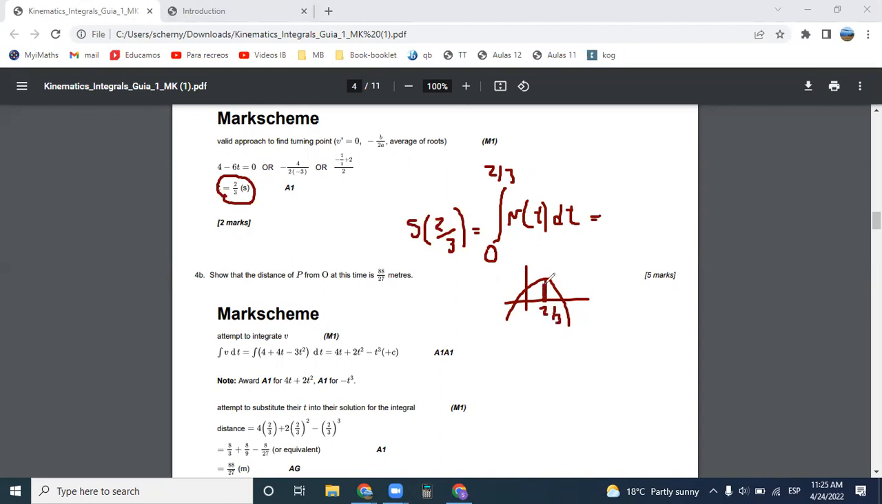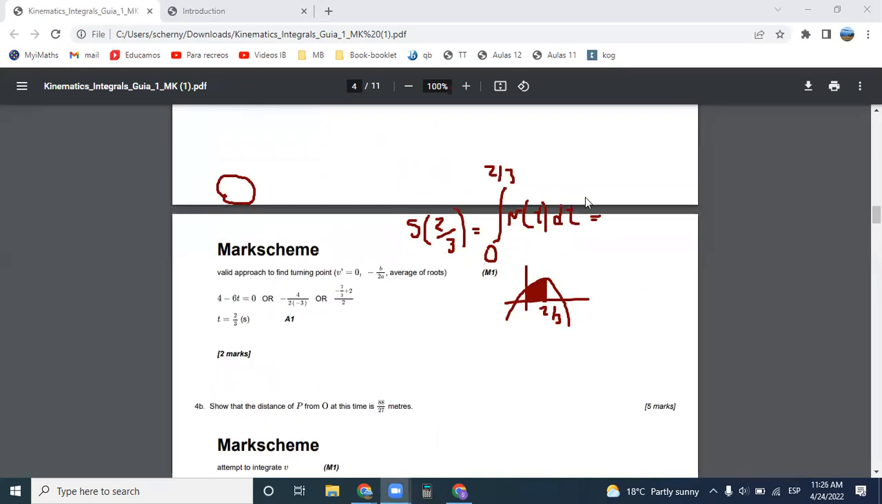Okay, so we are going to find this shaded area. This is the integral between 0 and 2/3, which is the displacement of the particle. So great, we have that, and to integrate.